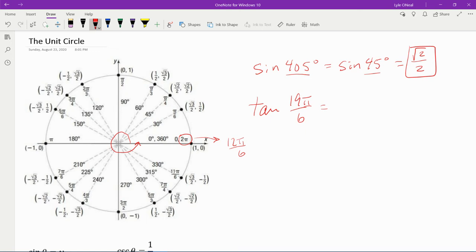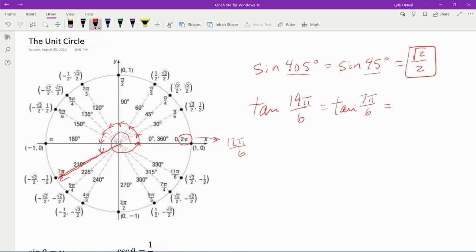We need to get to 19 pi over 6. And so we're going to start at 12 and we're going to count by pi over 6 until we get to 19. So there's 12. There's another pi over 6. That's 13, 14, 15, 16, 17, 18, 19. Tangent of 19 pi over 6 is going to be equivalent to tangent of 7 pi over 6. Because if I go a full circle and then around to 7 pi over 6, that is equivalent to 19 pi over 6. Angles that stop in the same spot will have the same function value.